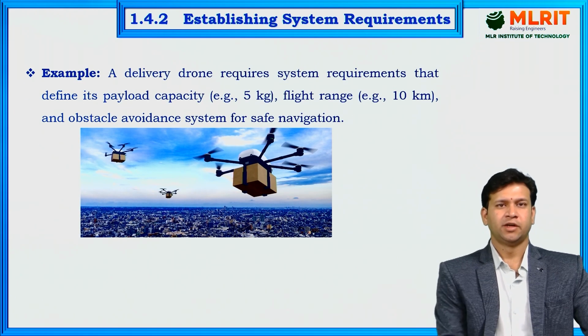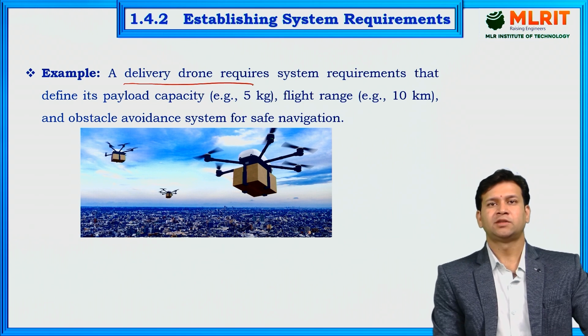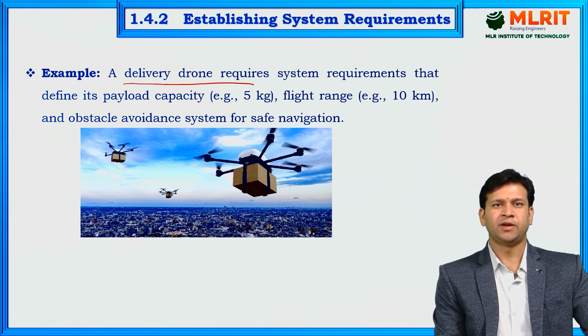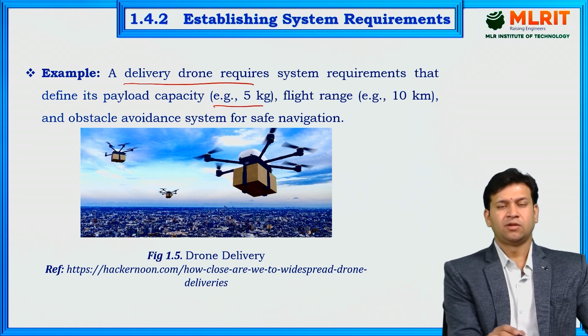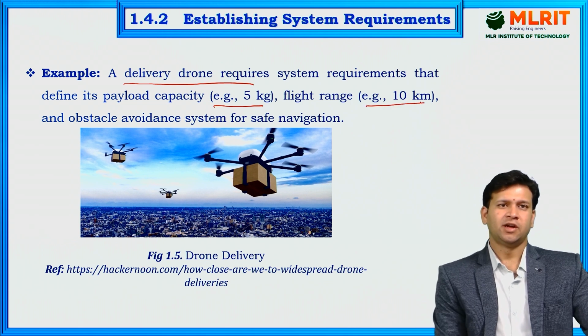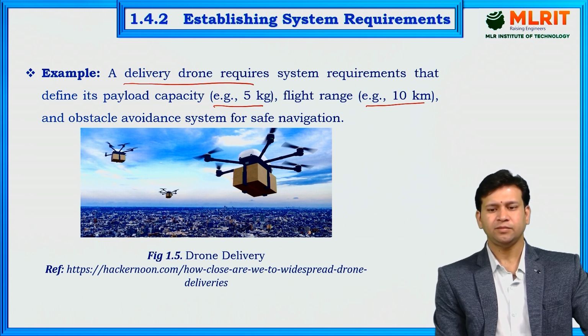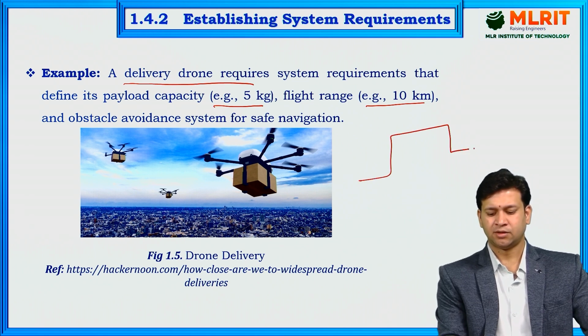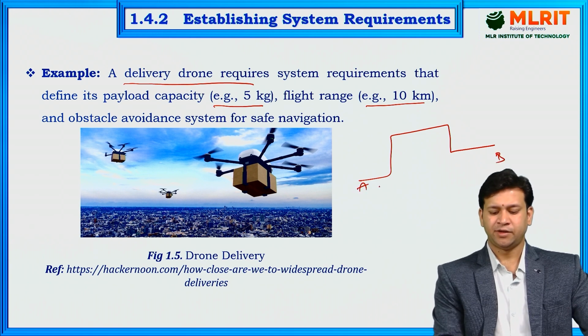For example, a delivery drone requires system requirements that define its payload capacity. Example, 5 kg is the payload which it has to deliver from one place to another place. Suppose place A and place B, the distance between A and B is 10 kilometers, and it should also have an obstacle avoidance system for safe navigation. For example, point A to point B, when it is delivering 5 kg, we are assuming the distance is 10 kilometers.